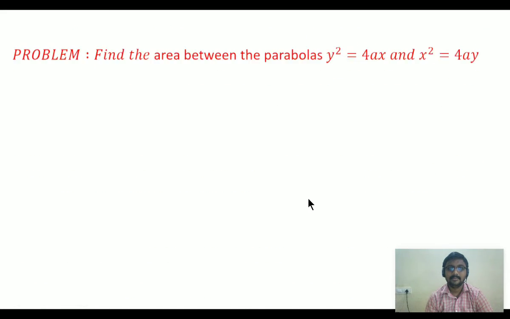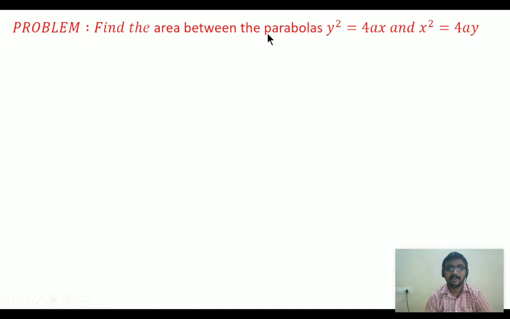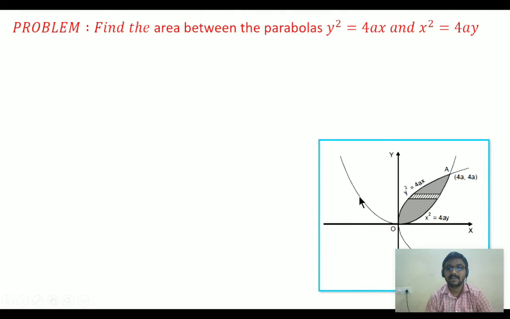Another problem. Find the area between the parabolas y square equal to 4ax and x square equal to 4ay. So here we have to find out the area between these two parabolas. So it is the rough sketch of the region. Both the curves y square equal to 4ax and x square equal to 4ay intersect at the origin O (0, 0) and another point (4a, 4a). Here the shaded area we have to find out.